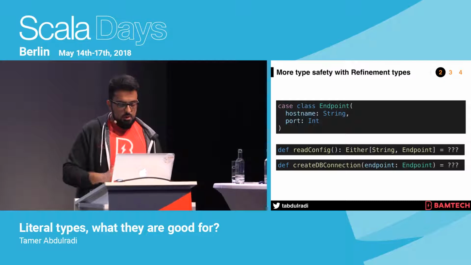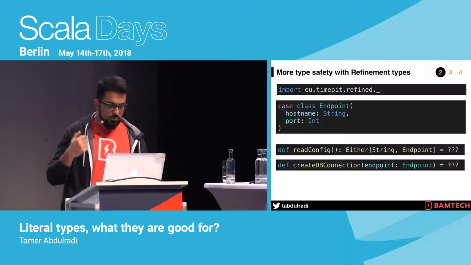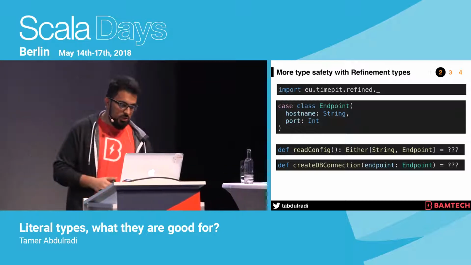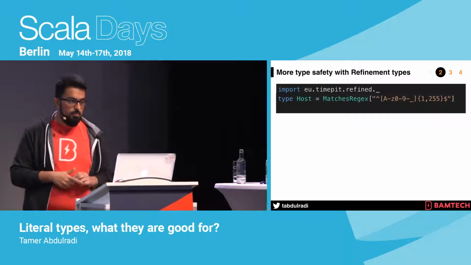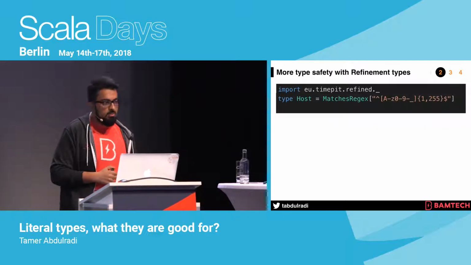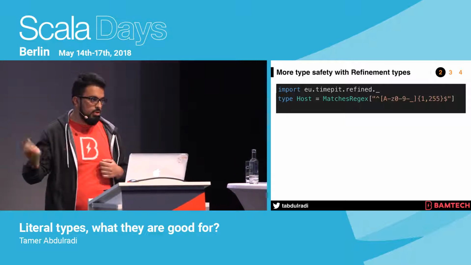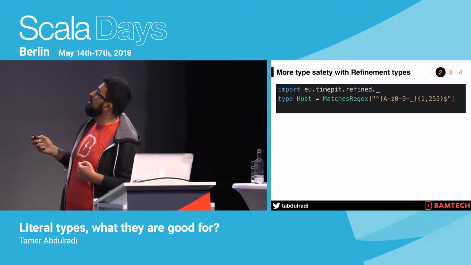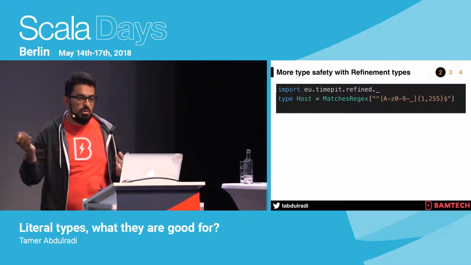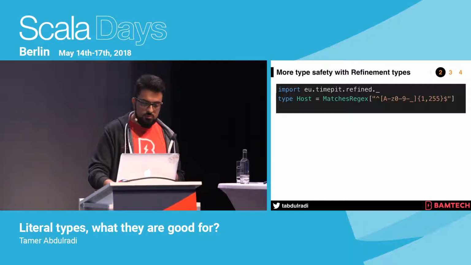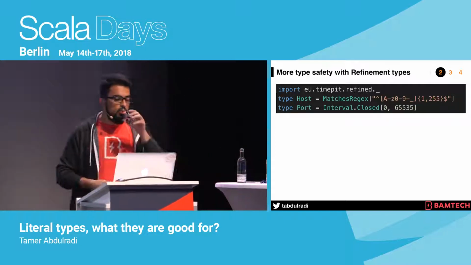So there is a solution for that, a library called Refined. By having some imports, we'll be able to have a more specific type. For example, we can encode validation or restrictions as type information. So literal types are used here in a type position to write any regular expression you can think of. Port as well is represented as a range of numbers.